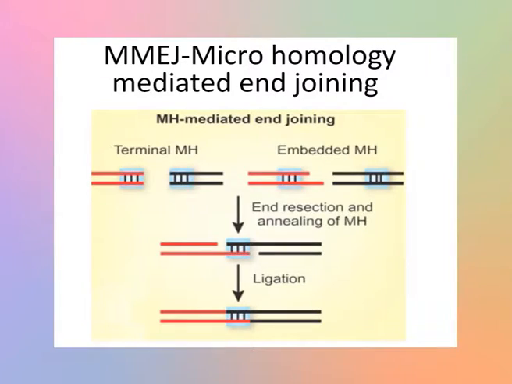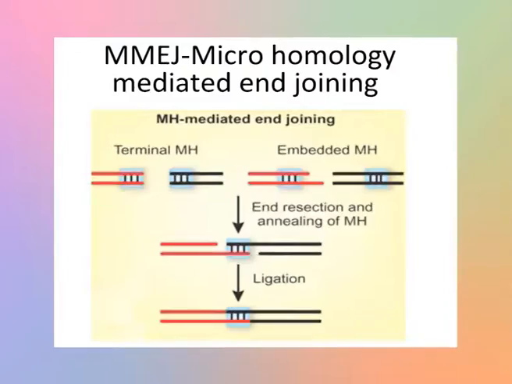Next, the MMEJ mechanism. It happens when the NHEJ mechanism is not available, during the intra-S phase of the cell cycle, because in the late phase we can find homologous recombination happening. In the early phase, non-homologous end joining happens, and in the intra-S phase this sort of MMEJ happens when NHEJ is not available.